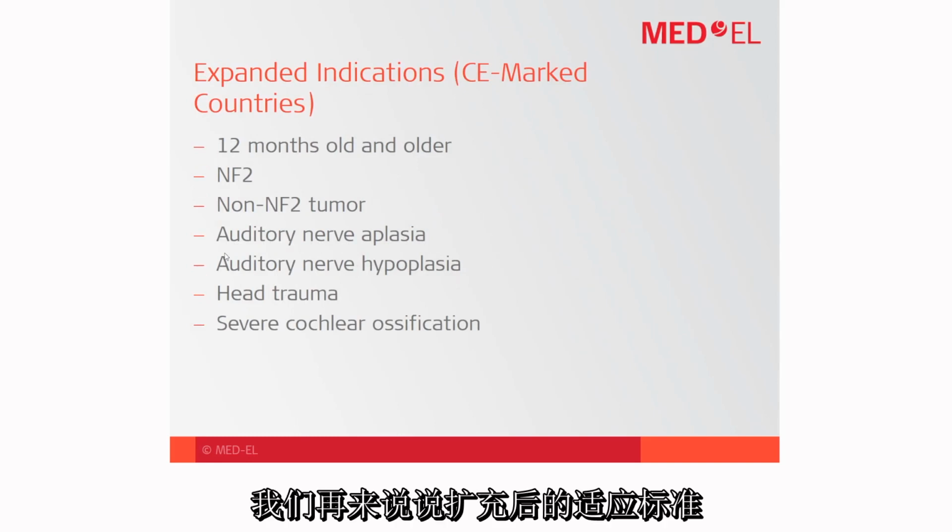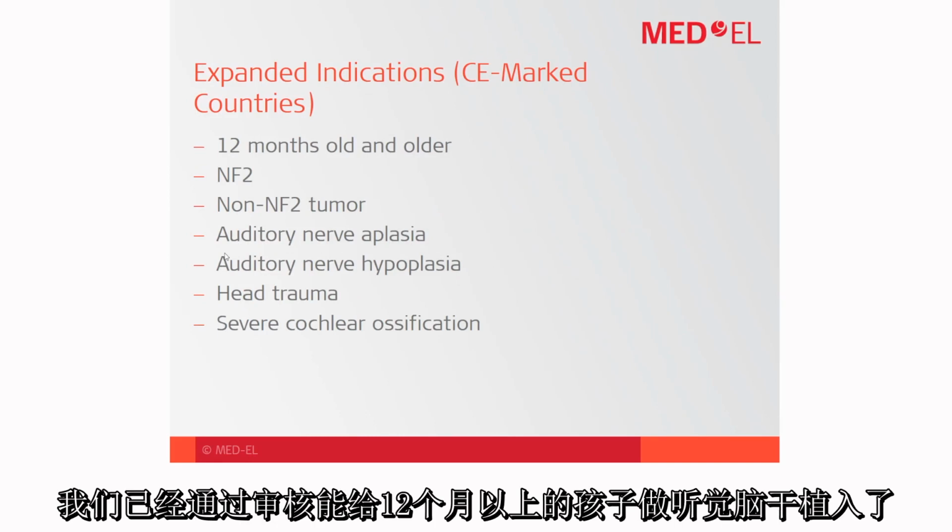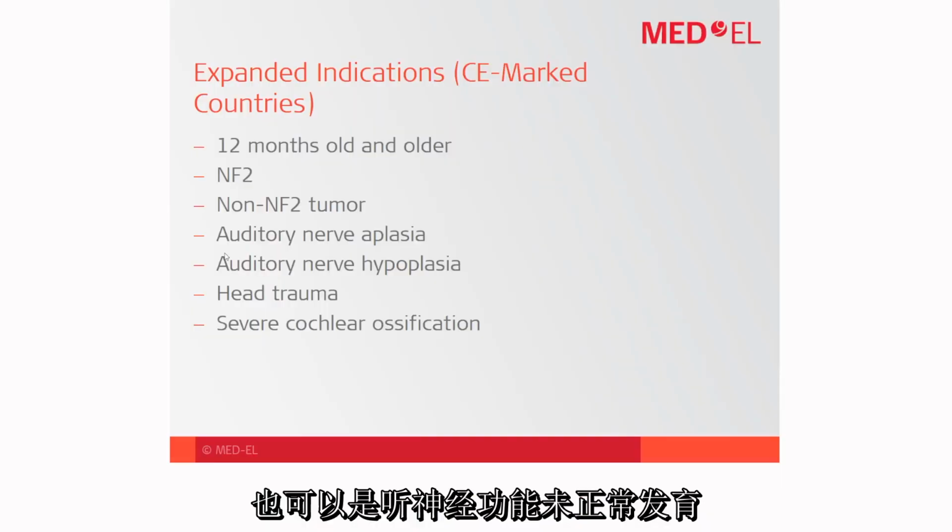Now, I talked about expanding indications in CE marked countries. So now we've received approval for implanting the ABI in patients who are 12 months of age and older. Not only can we implant in patients with NF2, but we can also implant in non-NF2 tumor patients and patients who have auditory nerve aplasia or hypoplasia. Auditory nerve aplasia means the absence of an auditory nerve, and hypoplasia means the underdevelopment of the auditory nerve.